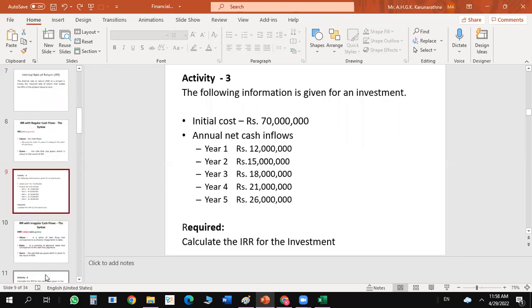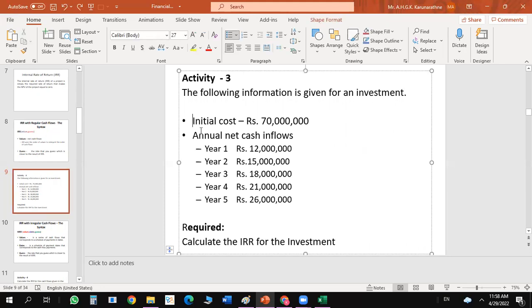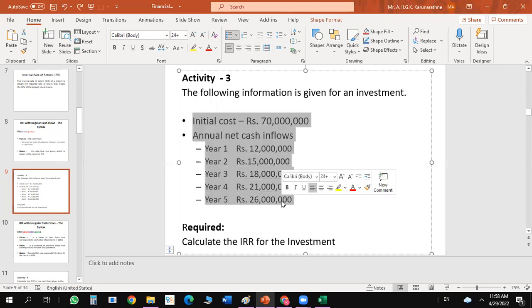So here you are given an activity. The following information is given for an investment. The initial cost and annual cash flows are given like this, and we'll see how to compute the IRR for these cash flows.